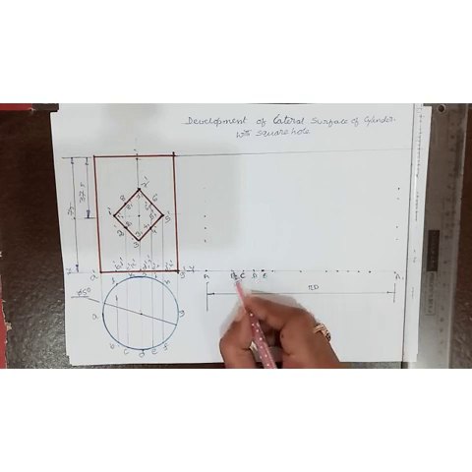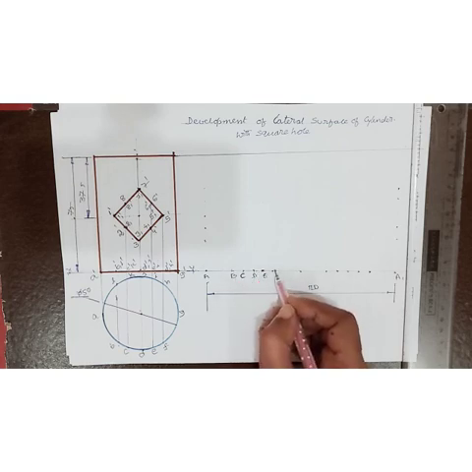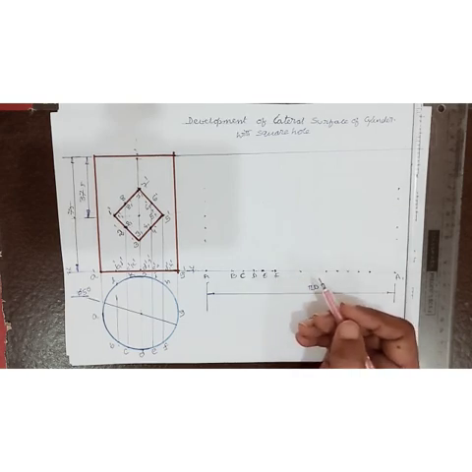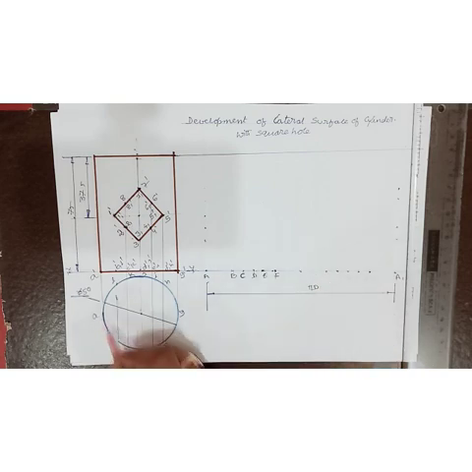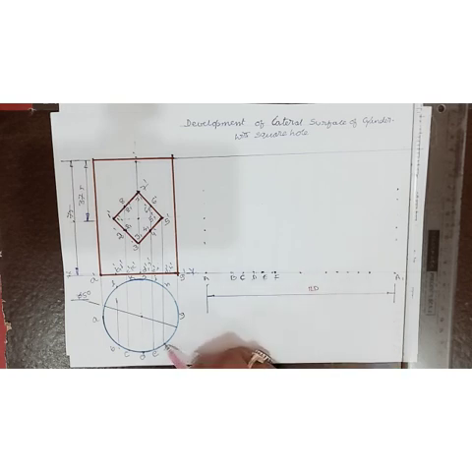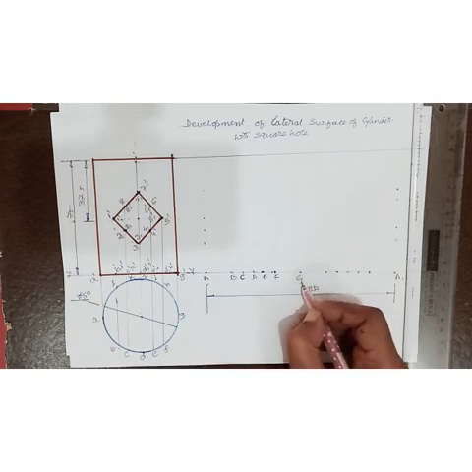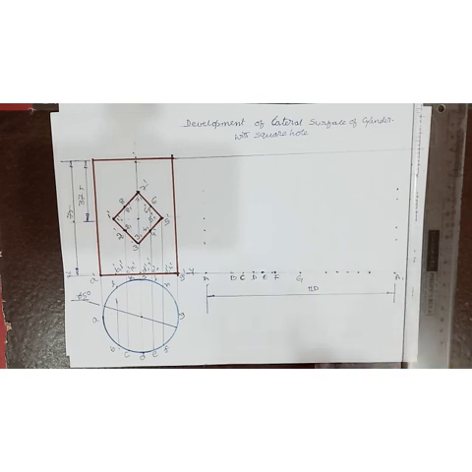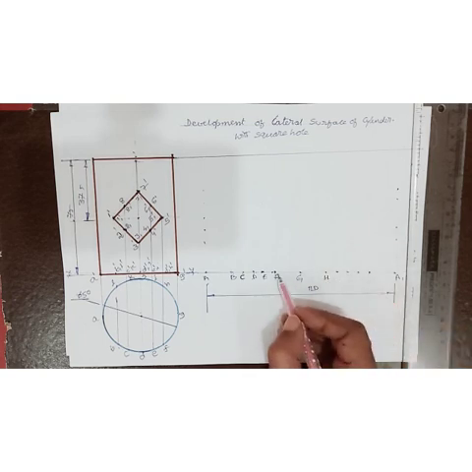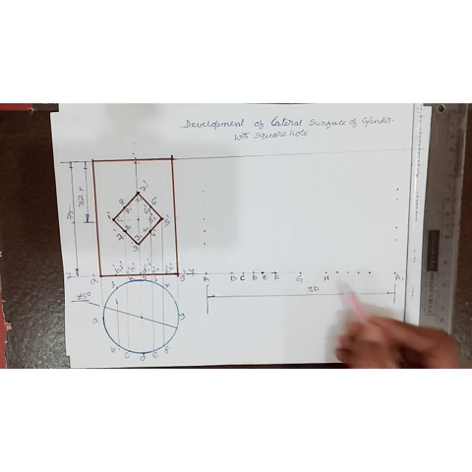Then what about DB distance? DF. Then AB distance is nothing but FG. Similarly, next GF is nothing but GH with compass. Next, FE is nothing but HI.